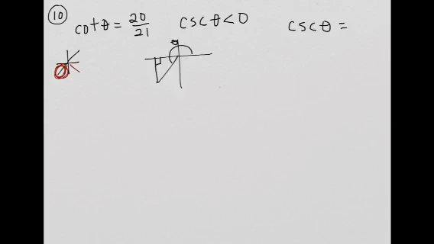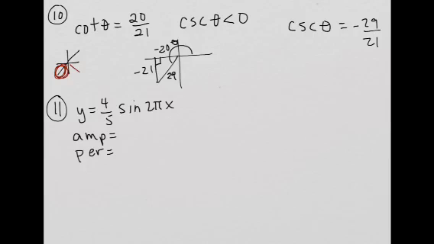Cotangent is x over y. And because it's quadrant 3, they're both negative. So negative 20, negative 21. When you do the Pythagorean theorem, you get 29 right here. Just use your calculator to do the Pythagorean theorem. So they're asking for cosecant, which is the reciprocal of sine. So sine would be negative 21 over 29. So cosecant would be negative 29 over 21.